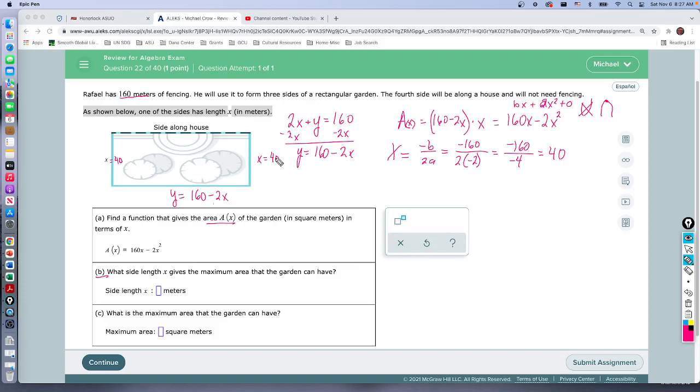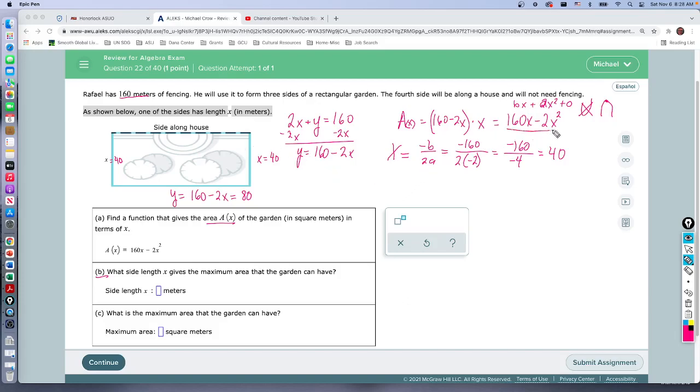And again, if you wanted to, you say, okay, that's 40. Let's plug in 40 here. That gives us 80. 160 minus 80 is going to give us 80 as well, right? Or we can plug it in up here. Either way, now take 40 times 80 and you'll have your maximum area.